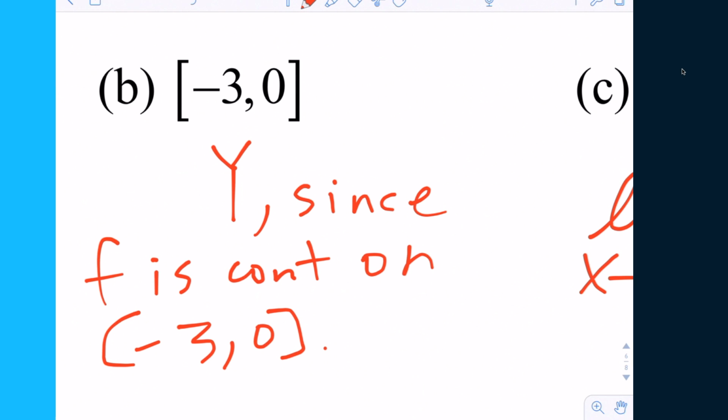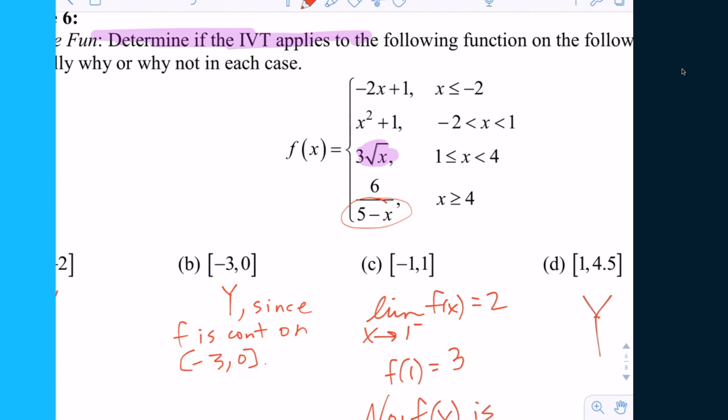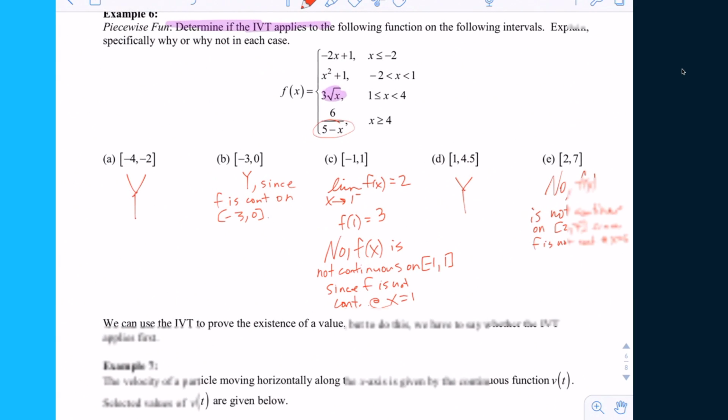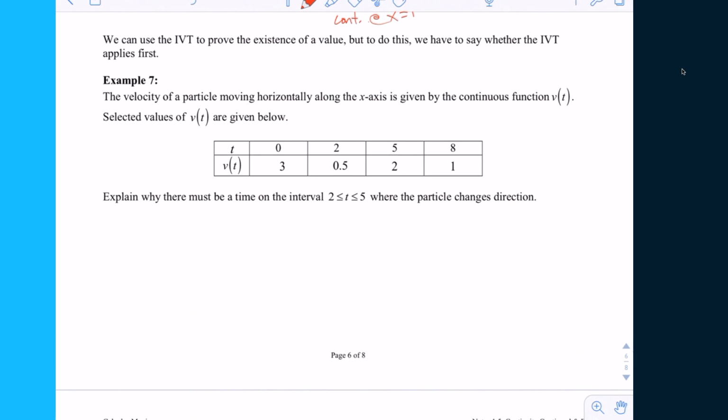Yes, the IVT applies, comma, since f is continuous on the closed interval. Got it. We're not trying to prove continuity. That's just what we're doing to determine if the IVT works or not. She just asked what we could put, so you could just put yes. All right. So let's go ahead and use the IVT now instead of just seeing if it works. If it does apply, then how are we going to use it?